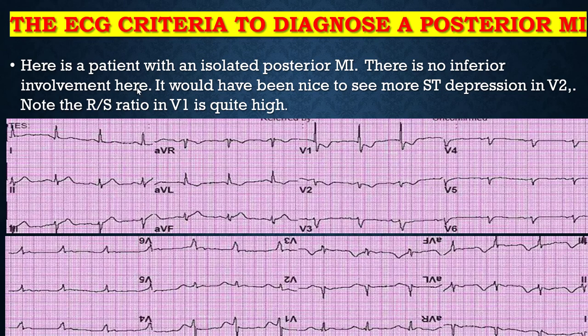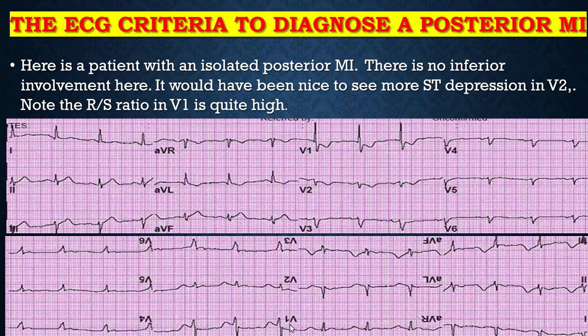Here is a patient with an isolated posterior MI. There is no inferior involvement here. It would have been nice to see more ST depression in V1. You can see that in posterior MI in V1 and V2 there is ST depression. And if you turn the ECG upside down, it will look like an ST elevation.